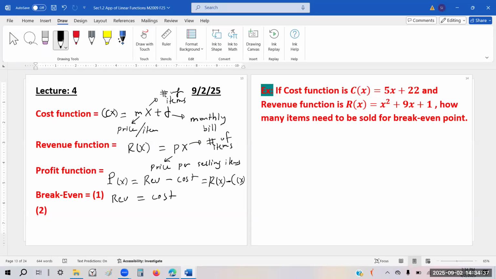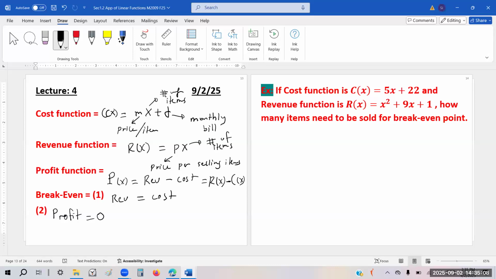At the break even, how much profit do you get? Zero. You didn't gain anything. You don't have any profit. So break even is when the profit is zero. So there are two ways you can calculate break even. One is by setting revenue equal to cost. And the other, if you know your profit function, is to set the profit function equal to zero. You can solve for break even.